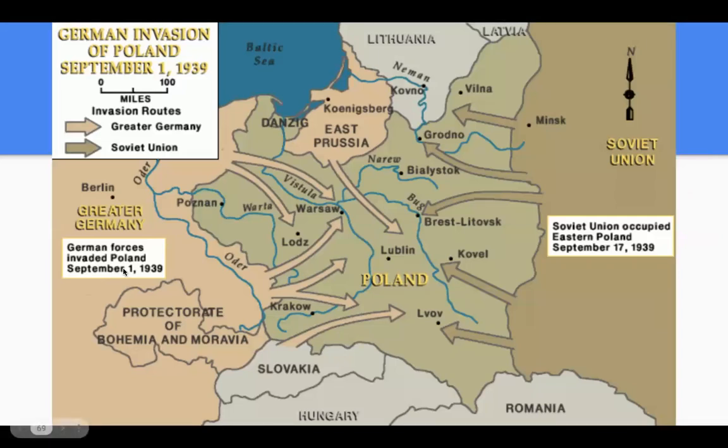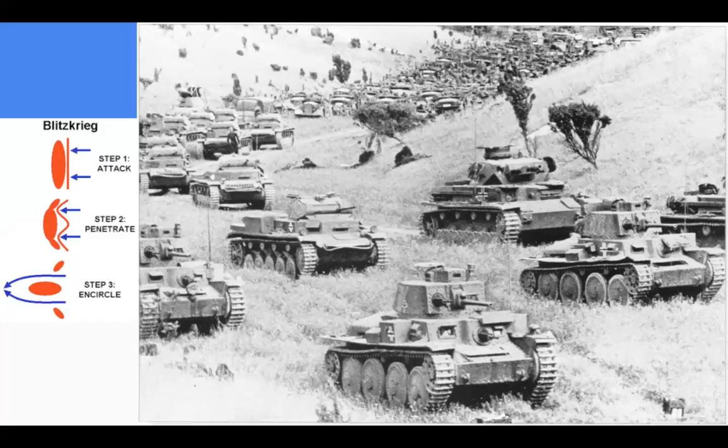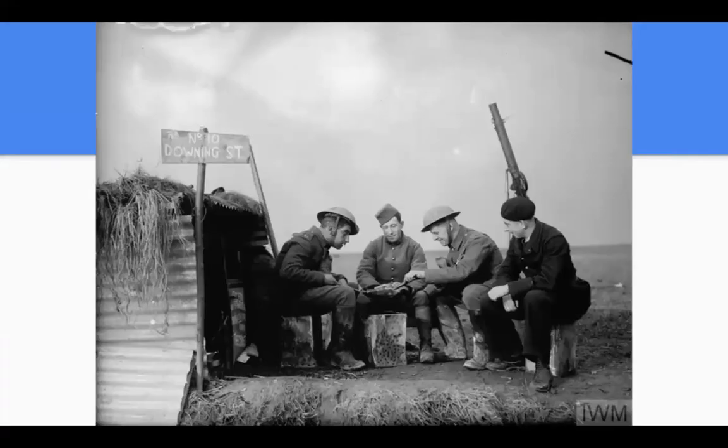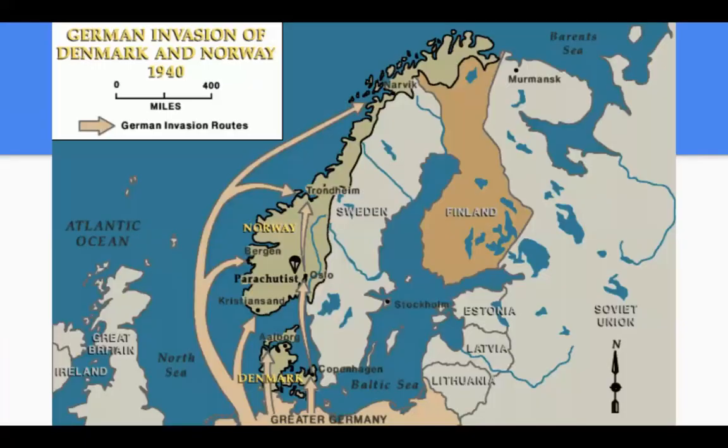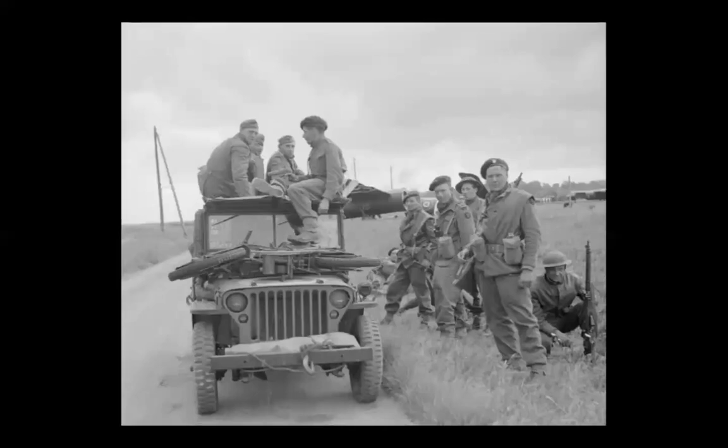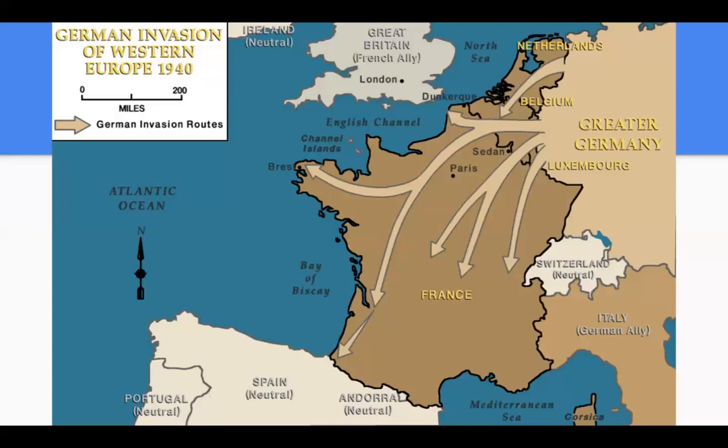So September 1st, you have the Germans attacking. And then September 17th, here's a blitzkrieg panzer division. Here's I Googled Sitzkrieg, and here are the guys having fun. Here's the attack on Denmark and Norway. Finland went to the Soviets. Here you have that invasion pictures.